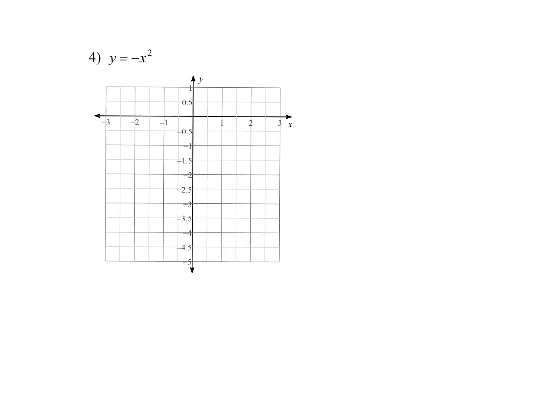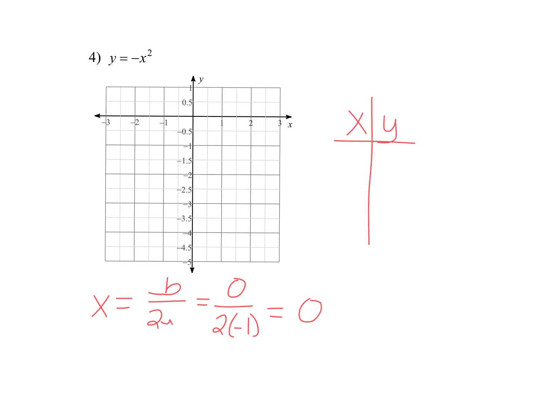How is number 4 different than number 1? It has that negative in there. What is our picture going to look like? It's going to go down, right? It's going to be opposite, okay? Still, what's the most important thing to find? Vertex. So we have x equals -b over 2a. Do we have a b? No. Then we have 2 times -1. If we have no b, what's our automatic vertex? 0, right? And then if I plug in 0, what's our y value to that? 0. So our vertex is at 0, 0.